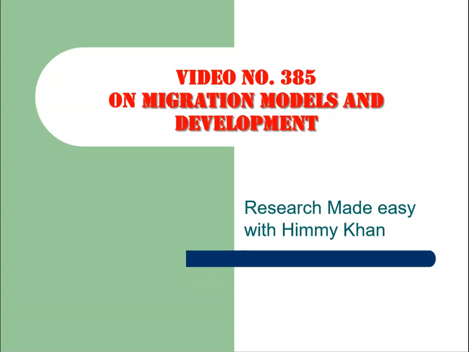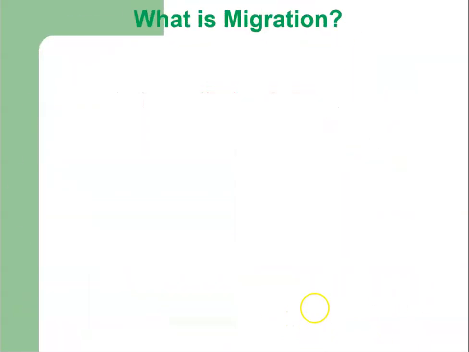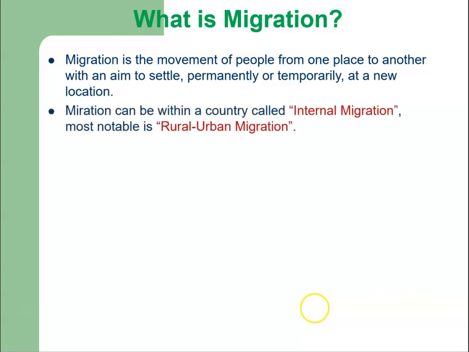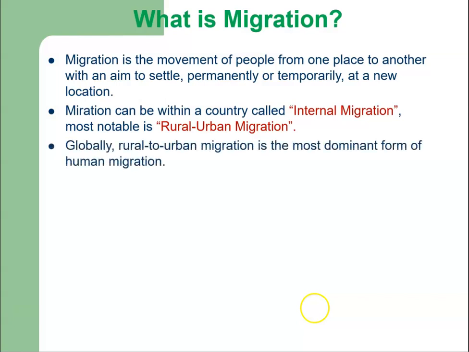In this video, I am going to discuss migration models and development. Let me start with the definition of migration. It is the movement of people from one place to another with an aim to settle permanently or temporarily at a new place. It can be within a country, and that is called internal migration, and the most notable one is rural-urban migration. Globally, rural to urban migration is the most dominant form of human migration.